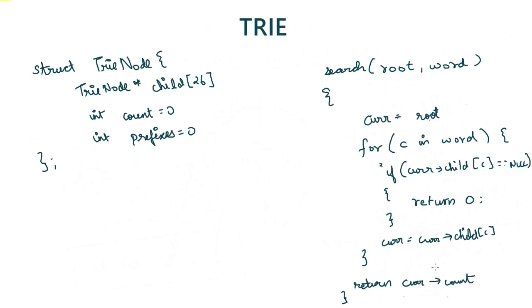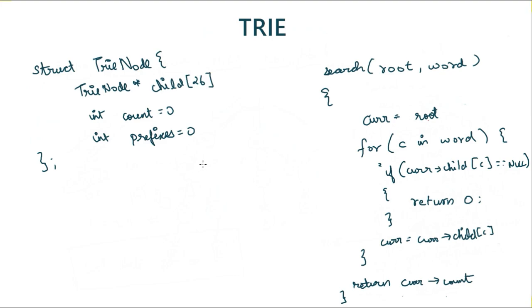And also, searching for the number of words which have a specific prefix is very similar to this function search, wherein instead of returning the count value, we will be returning the prefix value, and our argument word will be the prefix which needs to be searched.